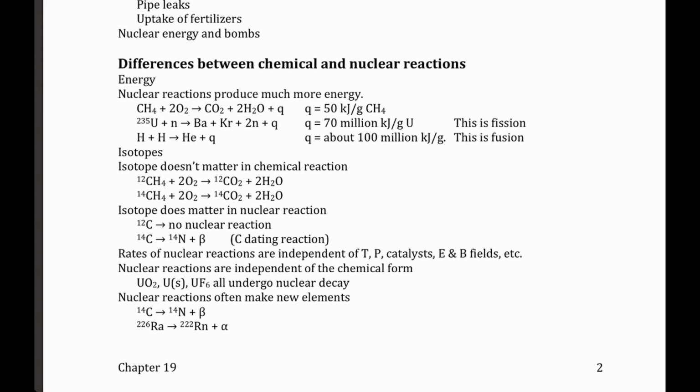Nuclear reactions often make new elements. For example, when carbon-14 undergoes its nuclear reaction process, it makes an isotope of nitrogen, N-14. Also, it produces a beta particle, which we'll get into. Radium-226 produces radon-222 plus an alpha particle.